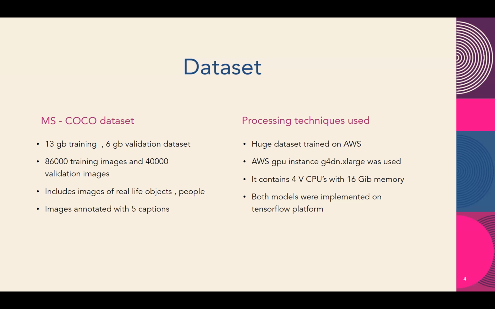Now let's see what were the processing techniques used. So as you can see, this was a very huge dataset. We have a lot of objects around us and the model needed to be trained for a lot of objects. So this dataset was trained on AWS. We used the GPU instance G4DN xlarge from the AWS. This GPU consisted of 4 vCPUs and almost 16 GiB memory. Both models were implemented on the TensorFlow platform.